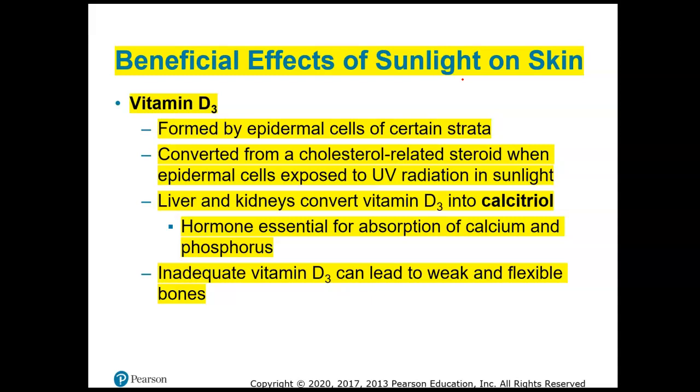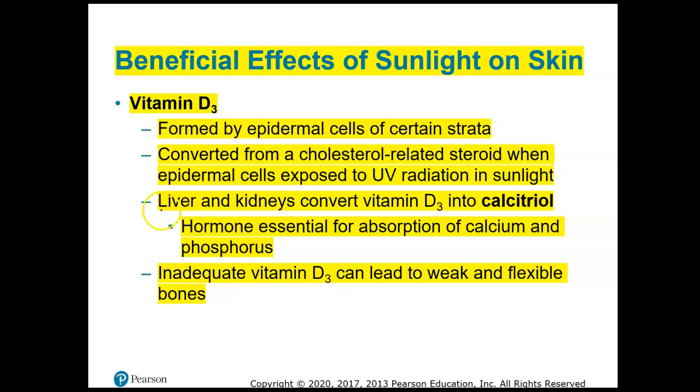When our skin is exposed to sunlight, it triggers our epidermal cells to produce vitamin D3. So the skin produces vitamin D3 in response to being exposed to ultraviolet light or sunlight.